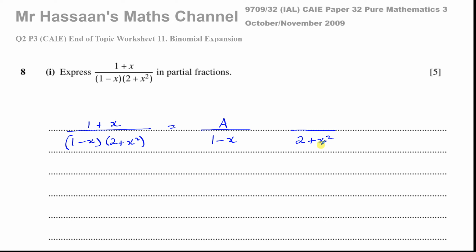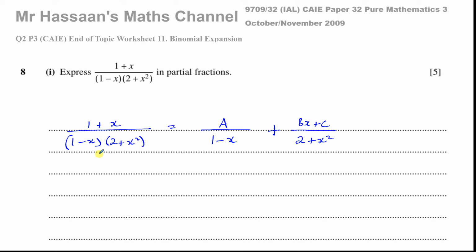And here we have a quadratic denominator. The other factor is a quadratic. So the maximum that the numerator can be is a linear, bx plus c. So I have a over 1 minus x plus bx plus c over 2 plus x squared. Right? This could be linear, it could be a constant, but it can't be quadratic. So we write it in the highest form it can be. And now our objective is to find the values of a, b, and c, and then we can write this in partial fractions.